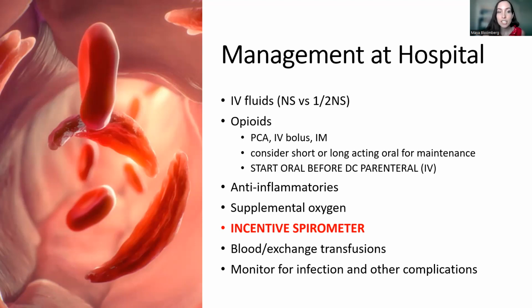You might need blood or exchange transfusions, maybe if you have stroke or multi-organ failure or a case of severe acute chest syndrome. And then you want to monitor for infection and complications. So again, there really is so much more than just pain and anemia, knowing that we can have head to toe complications. If somebody has certain complaints or is having the worst headache, you definitely want to explore that further before just blaming, oh, it's just a sickle cell crisis.